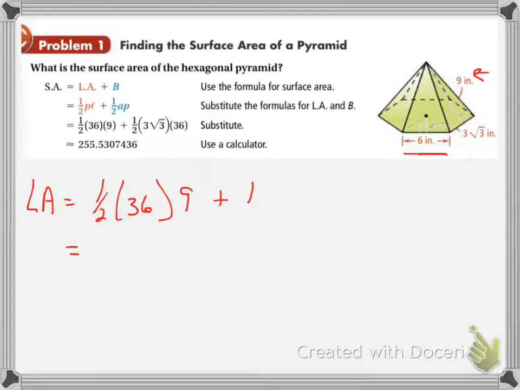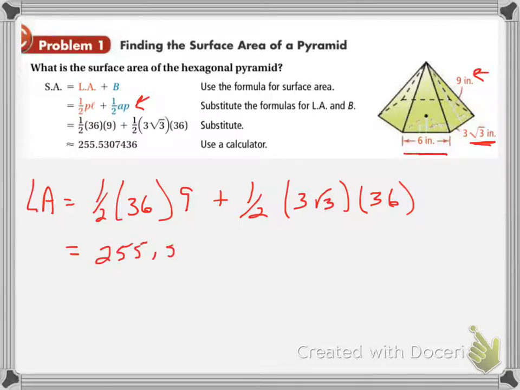Plus 1/2. Now, to find the area of my base, it's a little bit different because it's not a regular square, rectangle, parallelogram, anything like that. It's this hexagon. So in order to do that, you have to have this formula, 1/2 of A times P, A being your apothem. I won't worry too much about how to find that, but they give it to us here, which is 3 radical 3. The apothem just comes from the center point to one of the sides. So it's 1/2 of 3 radical 3 times, again, the perimeter, which we know to be 36. Multiply that all out, and you end up with about 255.5 inches squared for your surface area of this particular pyramid.